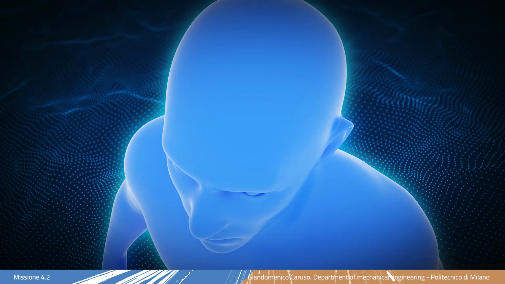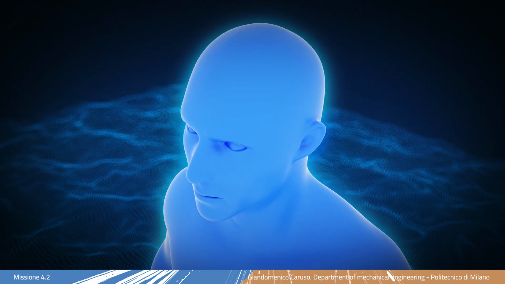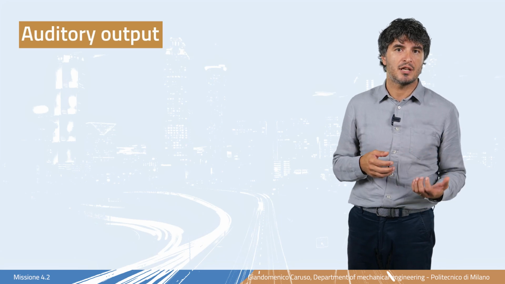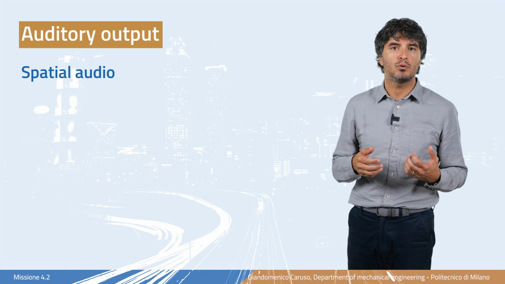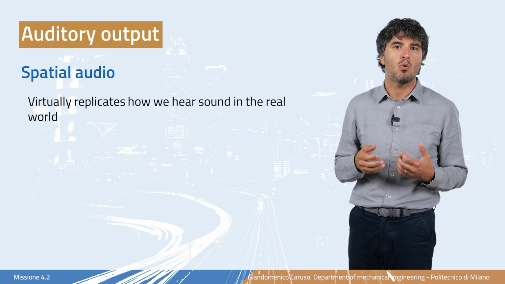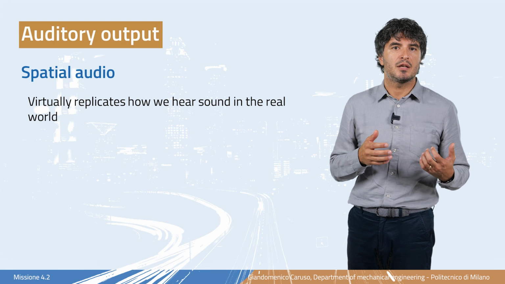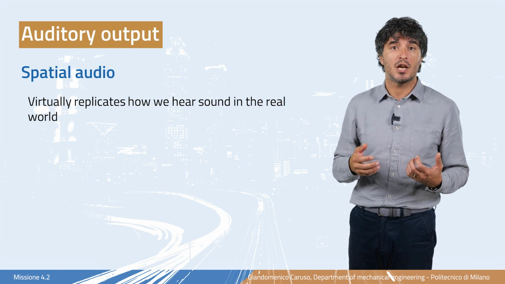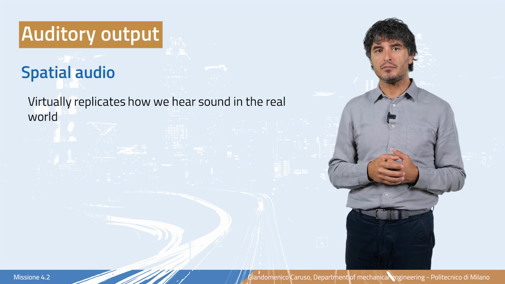Besides visual output, we have auditory output, which is often underestimated but is essential for a realistic experience. Spatial audio virtually replicates how we hear sound in the real world. With 3D spatial audio, a sound's direction, distance, and intensity change as the user moves their head or position.